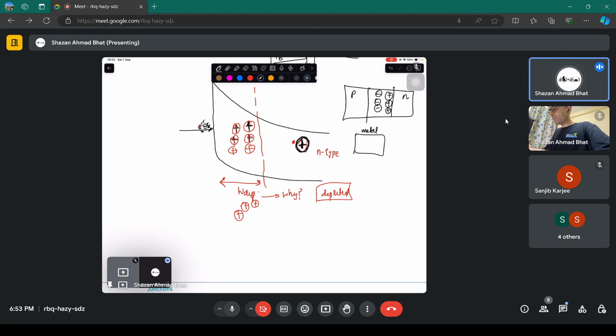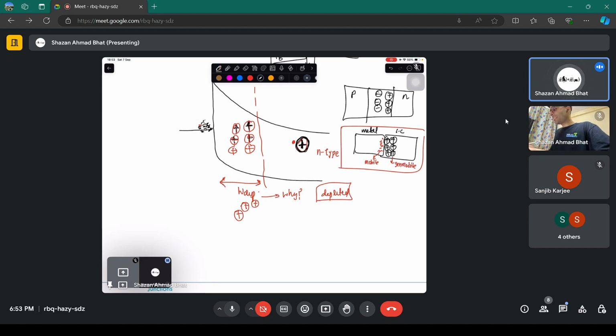So that's what this particular difference is: you have a metal on this side and a semiconductor on this side. You have the depletion region formed here, but on the metal side you just have electrons. You don't have negative ions. These are mobile electrons. These are immobile ions.